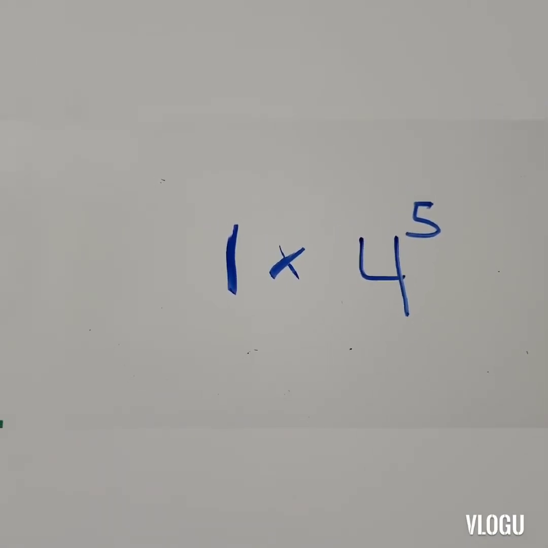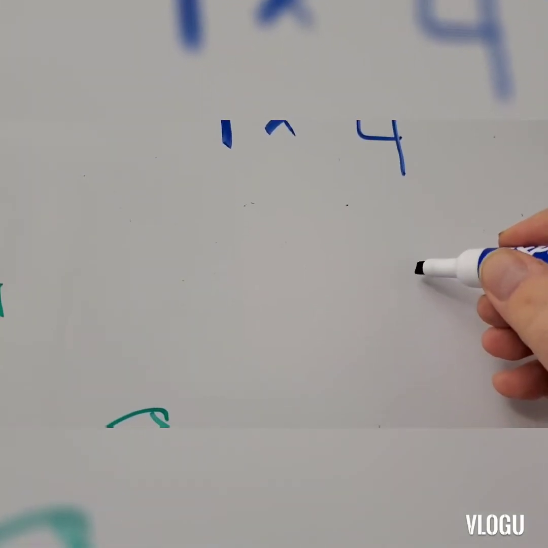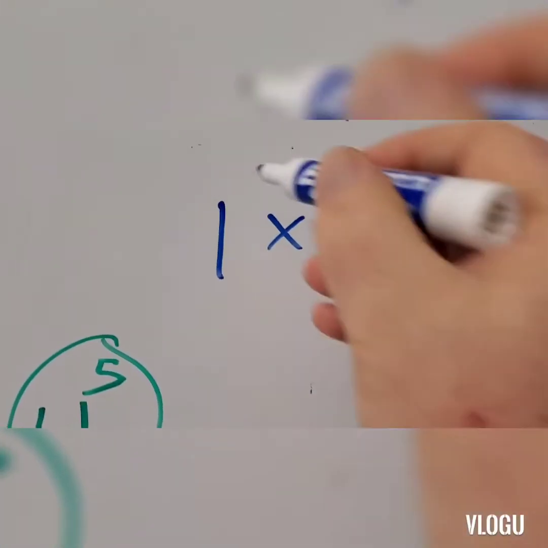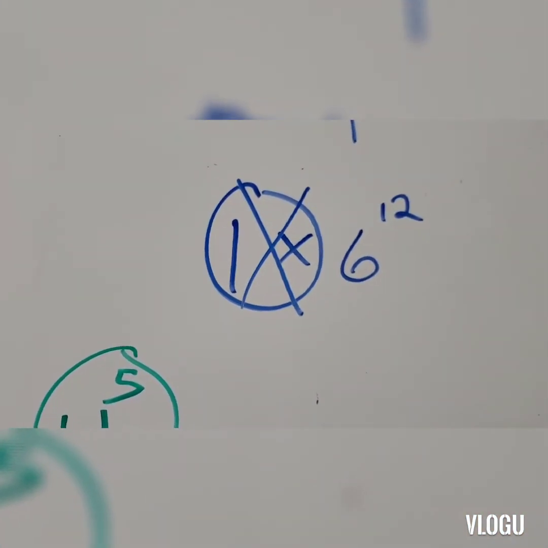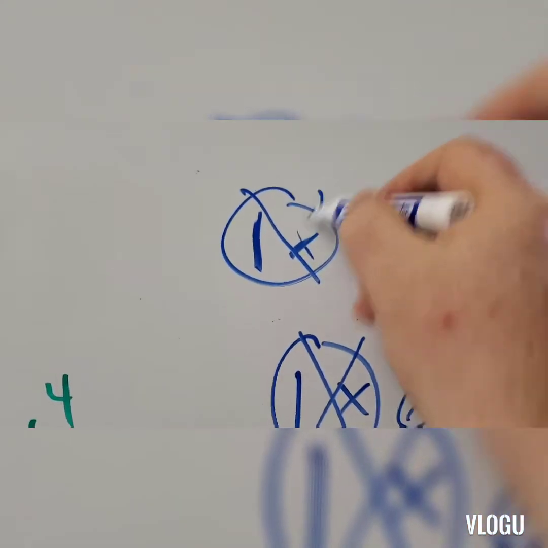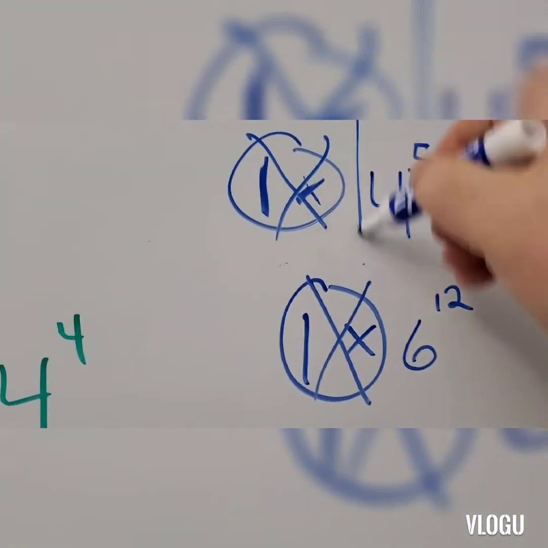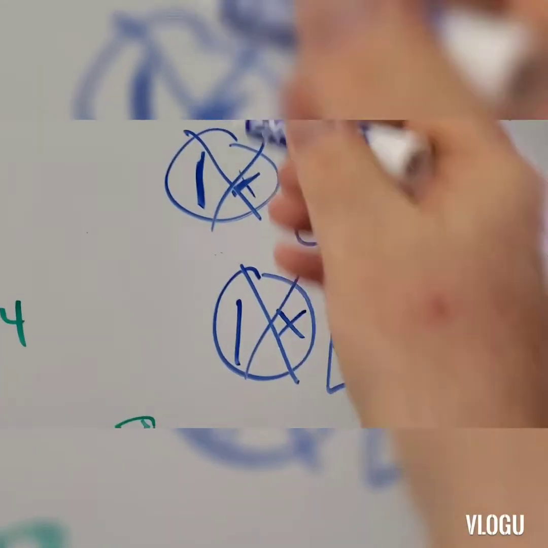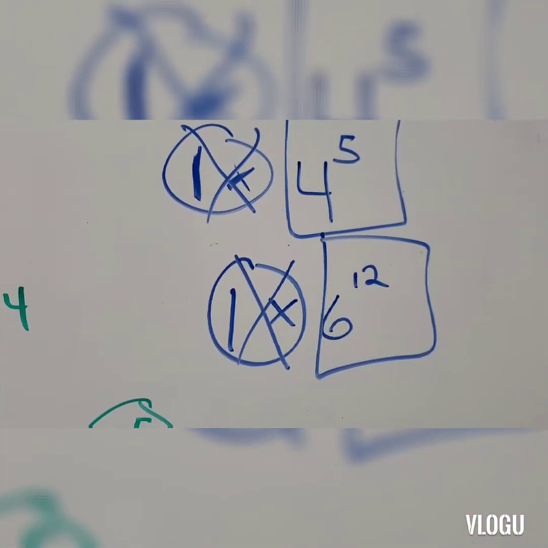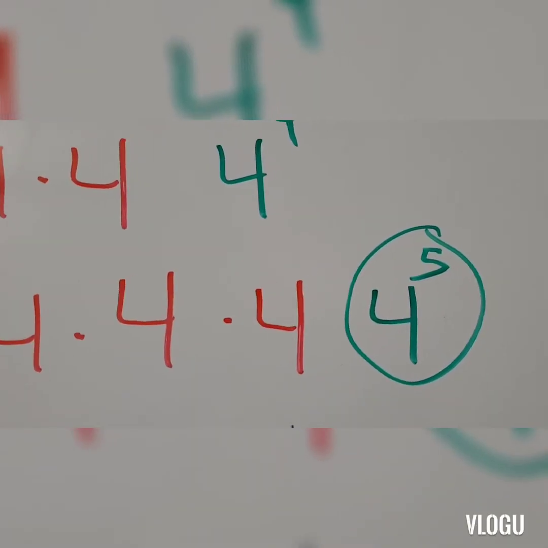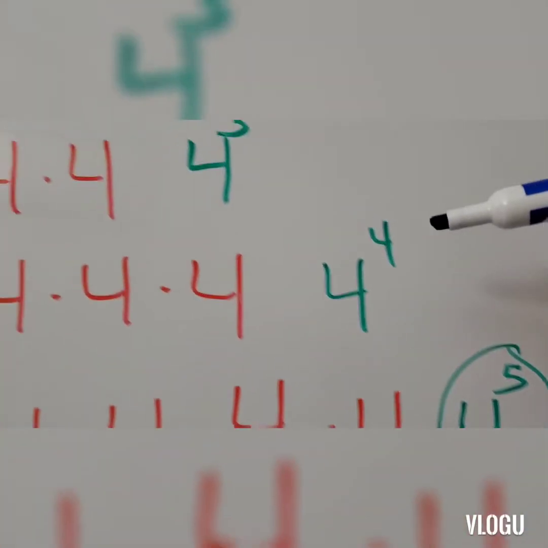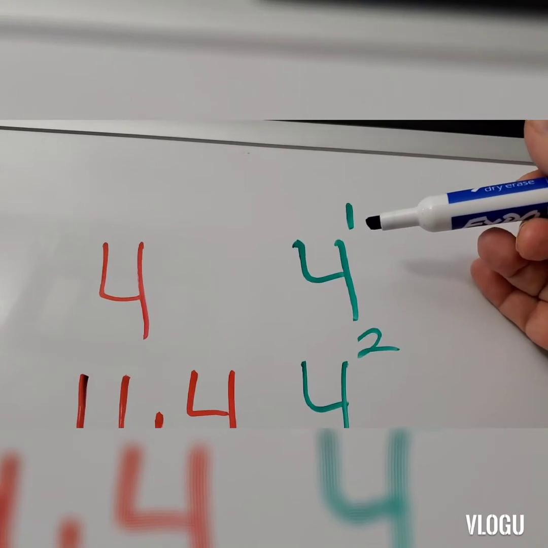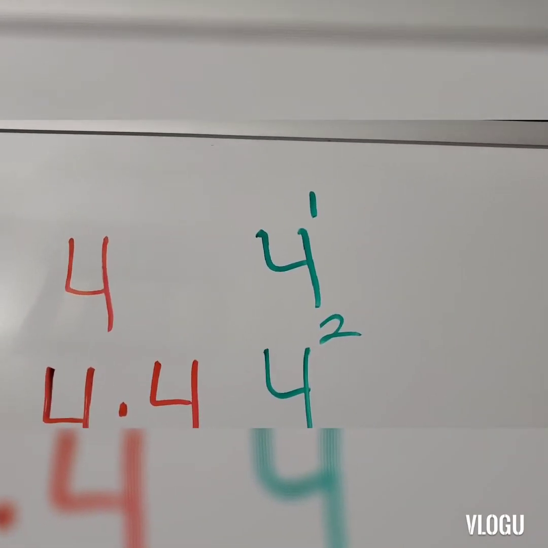1 times 4 to the 5th power. If I had 6 to the 12th power, it would be 1 times 6 to the 12th power. This part we don't really need because it doesn't change anything. And we're left just using the base and the exponent together. This part, while it technically exists, isn't needed, except here we have an exponent of 5, exponent of 4, exponent of 3, exponent of 2, exponent of 1. So, what is an exponent of 0?